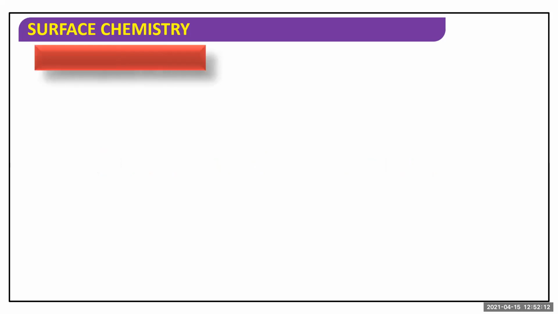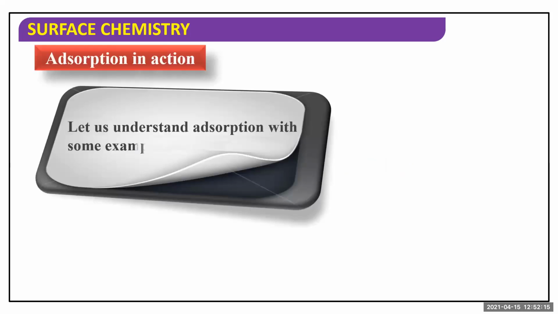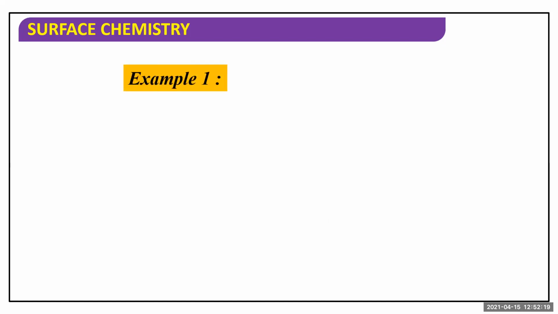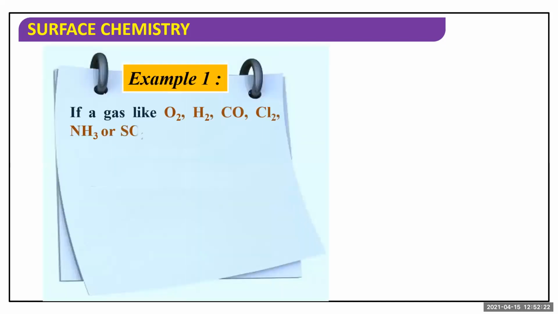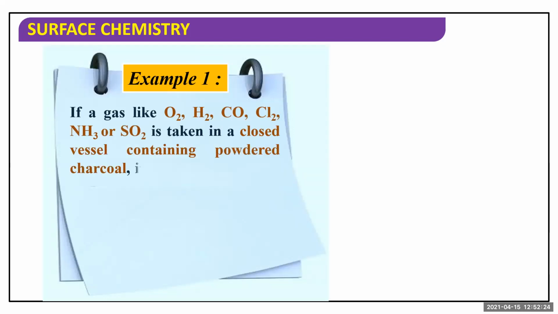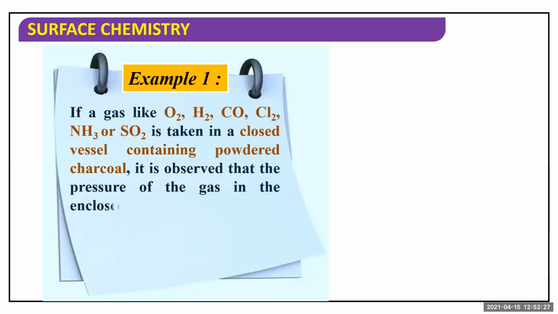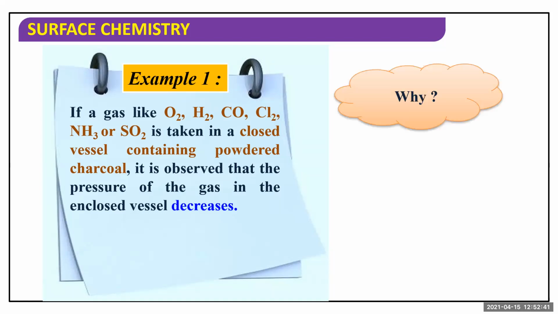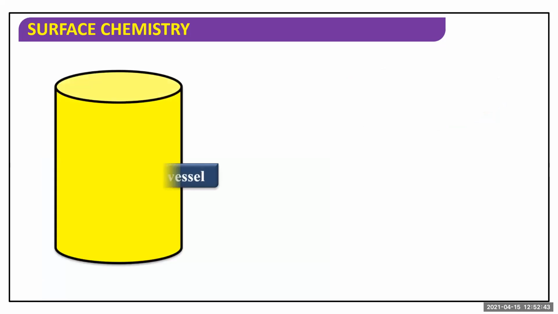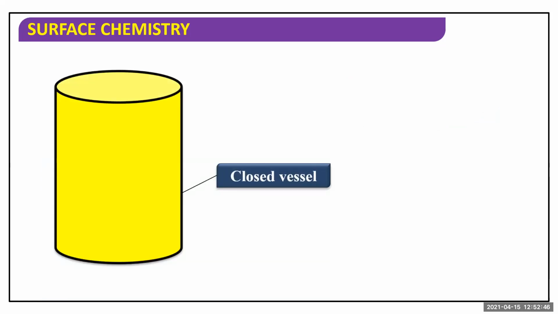Adsorption in action. Let us understand adsorption with some examples. Example 1: if a gas like oxygen, hydrogen, carbon monoxide, chlorine, ammonia or sulfur dioxide is taken in a closed vessel containing powdered charcoal, it is observed that the pressure of the gas in the enclosed vessel decreases. Why? What is the cause?